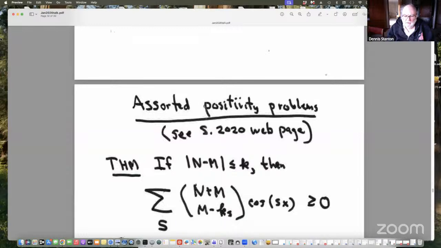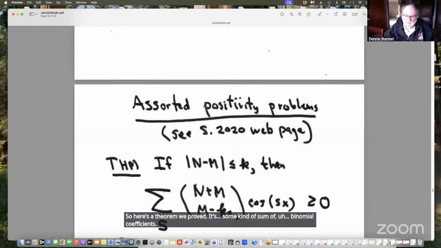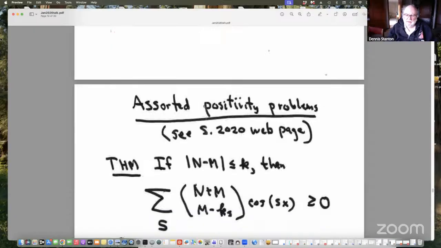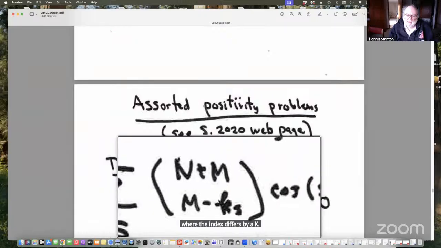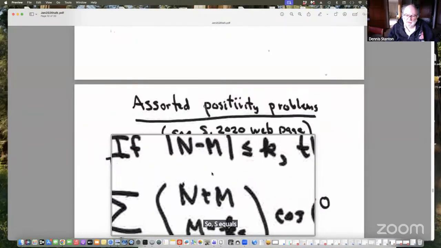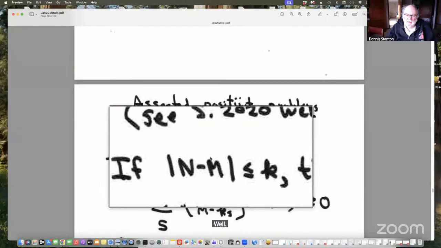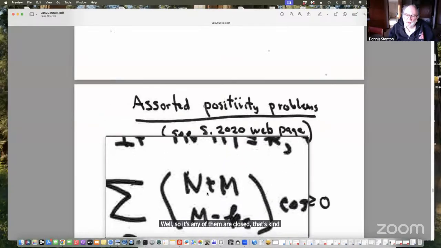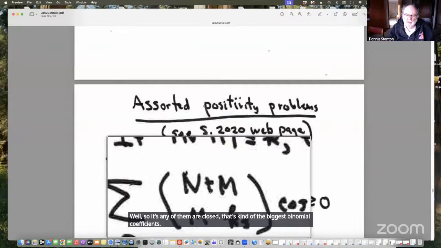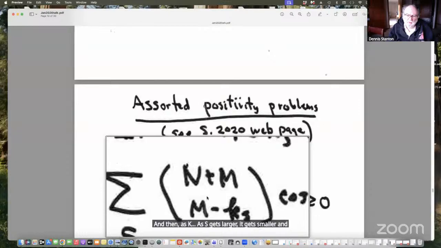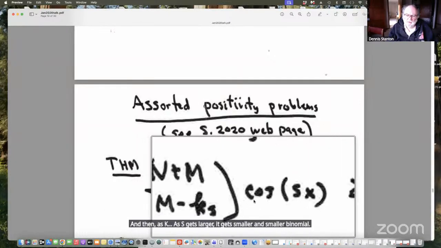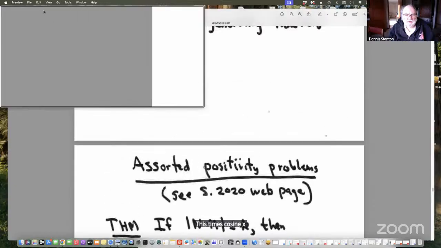It's some kind of sum of binomial coefficients where the index differs by a k. So s equals 0, n plus m choose m. Well, since n and m are close, that's kind of the biggest binomial coefficient. And then as s gets larger, you get smaller and smaller binomial coefficients. This times cosine x is positive.